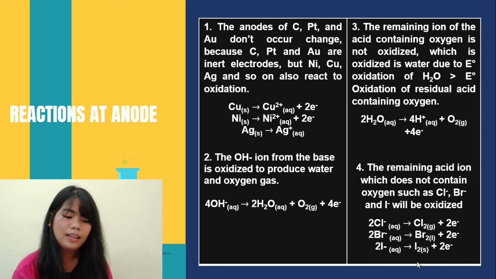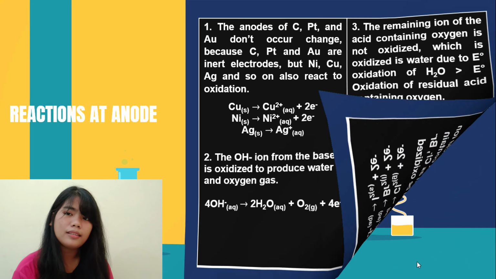And third, the remaining ion of the acid containing oxygen is not oxidized, which is oxidizes water due to the oxidation potential of water is bigger than the oxidation potential of residual acid containing oxygen. You can see the reaction there. And the last, the remaining acid ions which don't contain oxygen, such as the chlorine ion, bromine ion and iodine ion, will be oxidized.